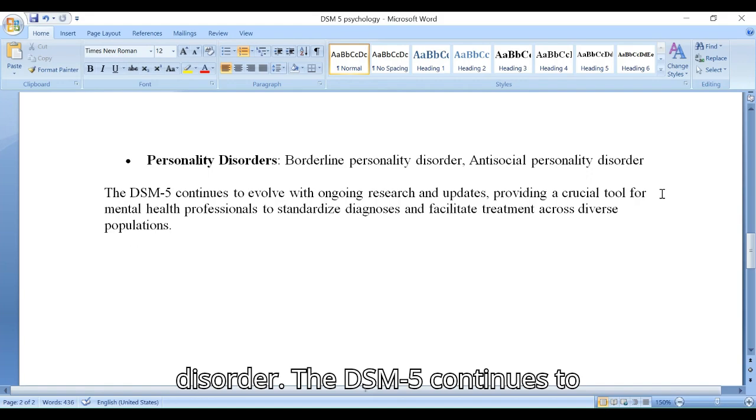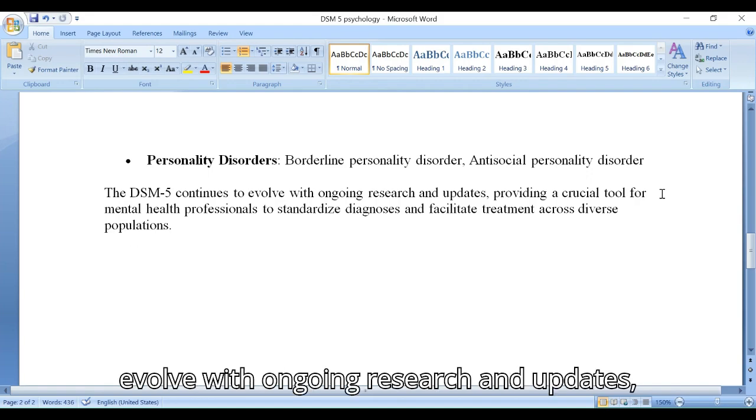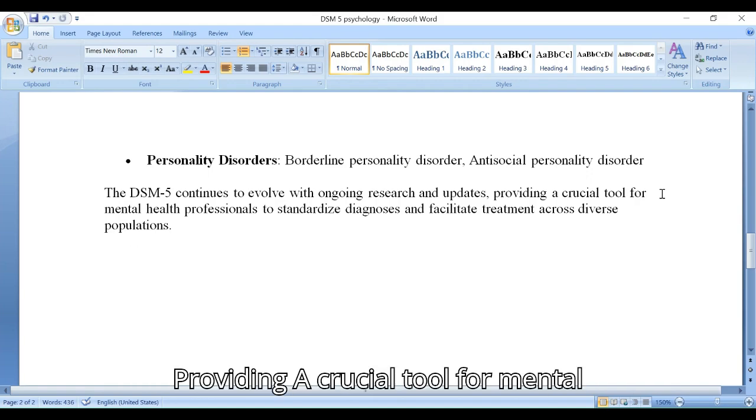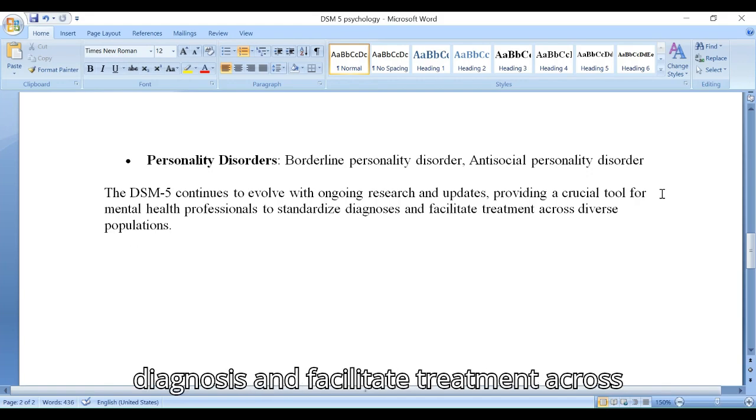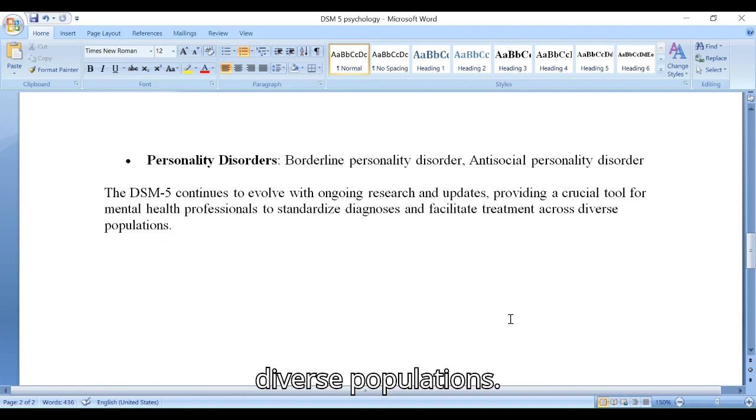The DSM-5 continues to evolve with ongoing research and updates, providing a crucial tool for mental health professionals to standardize diagnoses and facilitate treatment across diverse populations.